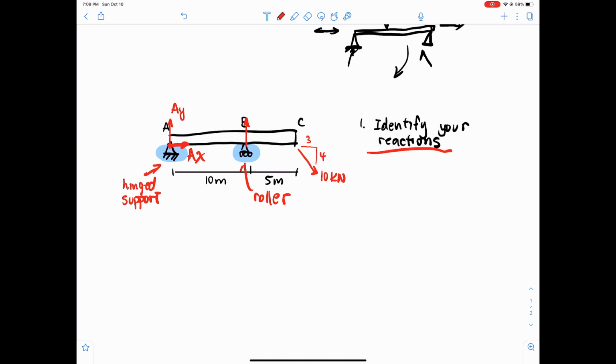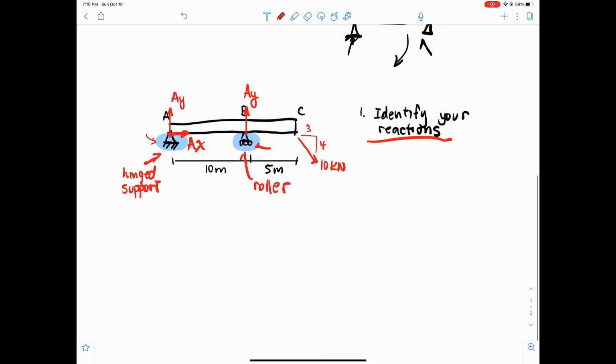And finally, B, how many reactions do you think this has? It has one, because, again, this one at B does not resist horizontal force. On its own, if the one at A wasn't here, it would just slide back and forth. So, with that being said, you have 3 reactions and 3 equations. Now how do we solve that?